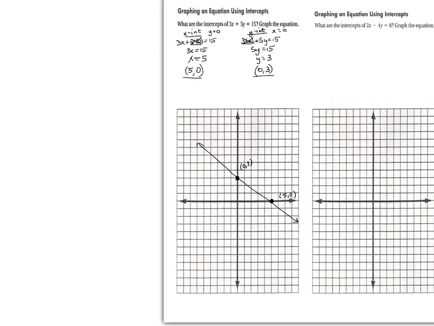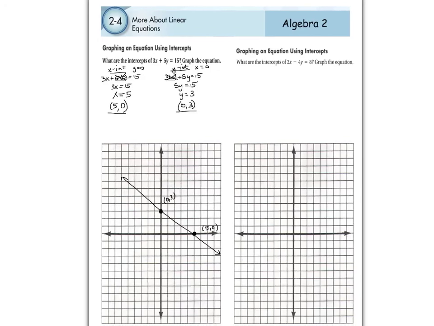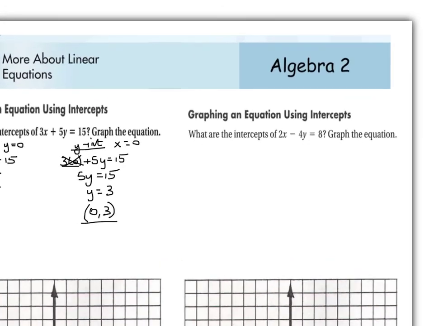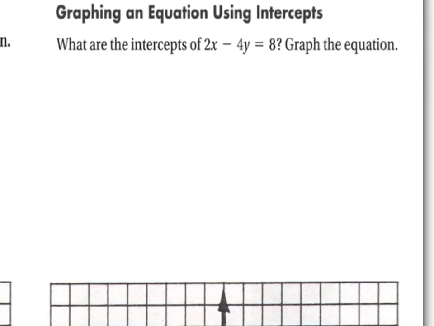So now as you look at this problem, we've found the intercepts, the x and the y intercept, and now we're able to graph our straight line. That's the line of the equation 3x plus 5y equals 15. Okay? All right, let's take a look at this last example here now. And I'll zoom in on here so we can look at this a little bit easier. What are the intercepts of 2x minus 4y equals 8?